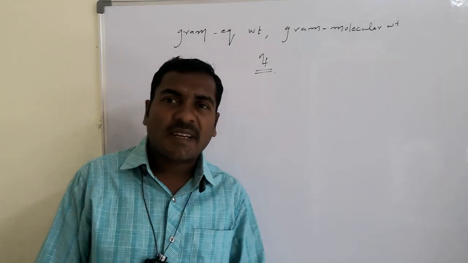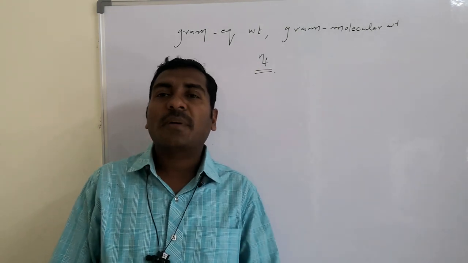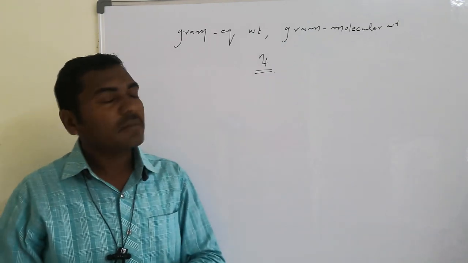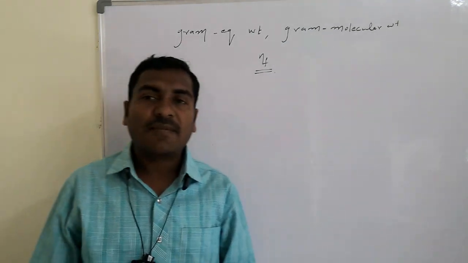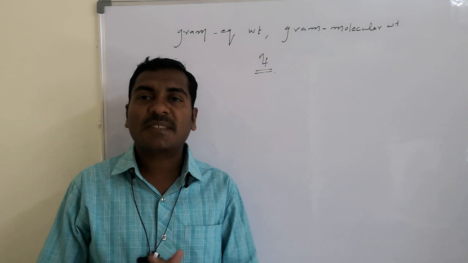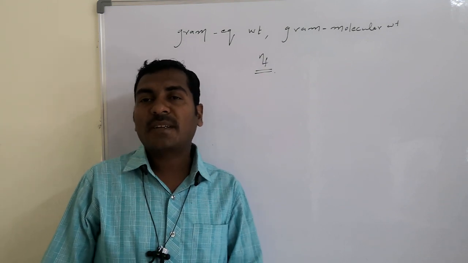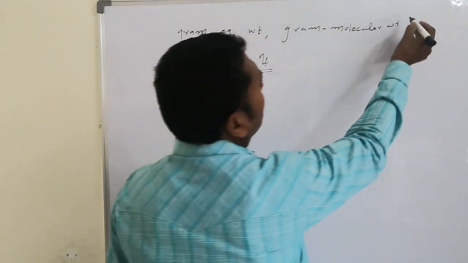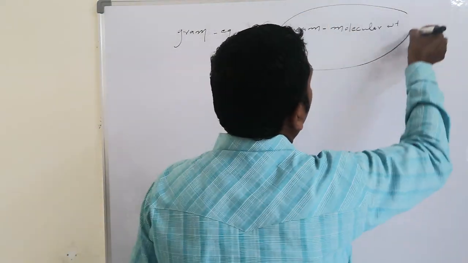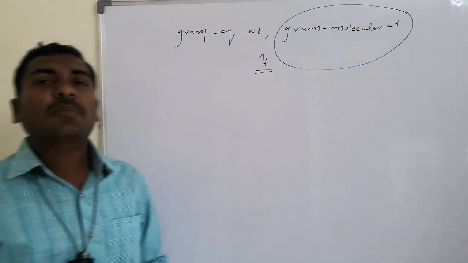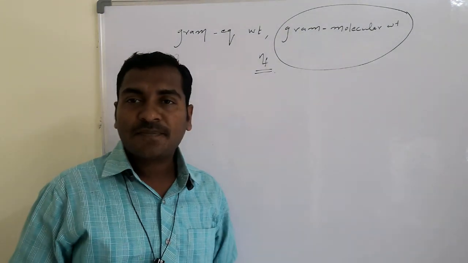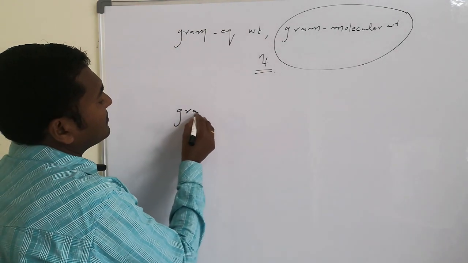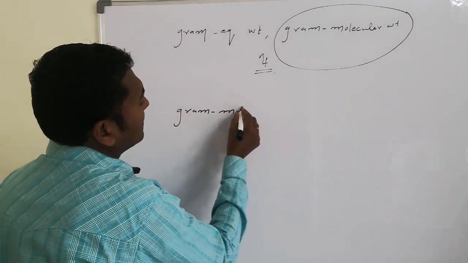Welcome to CS track. Let us discuss one of the important aspects of chemical science, that is gram equivalent weight, gram molecular weight, as well as n factor and the interrelation present between the gram equivalent weight, gram molecular weight and n factor. We are very much aware of one of the terms present on the board, that is gram molecular weight. Gram molecular weight is the weight of a substance in grams.